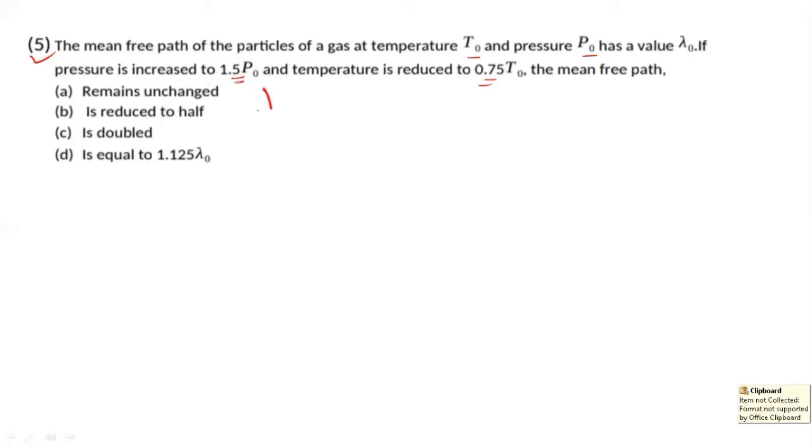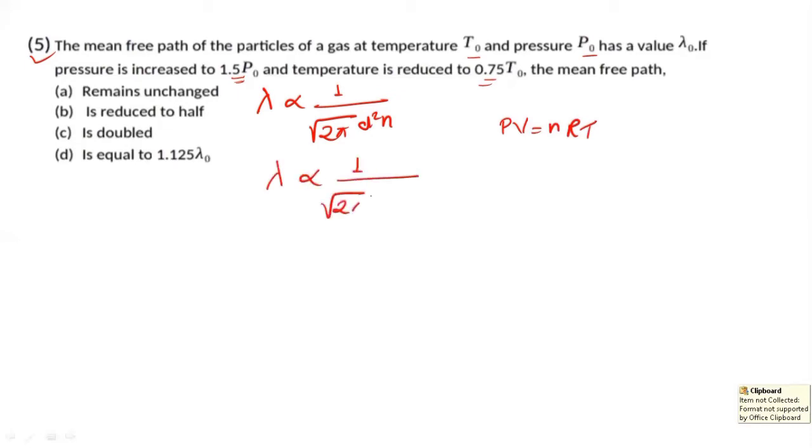First of all, we know that the mean free path lambda is proportional to 1 by root 2 pi d square n. From the ideal gas equation, PV is equal to nRT, so lambda is proportional to 1 by root 2 pi, and here you will have PV by RT. This equation finally gives that the mean free path lambda is proportional to T by P. The mean free path is directly proportional to temperature and inversely proportional to pressure.